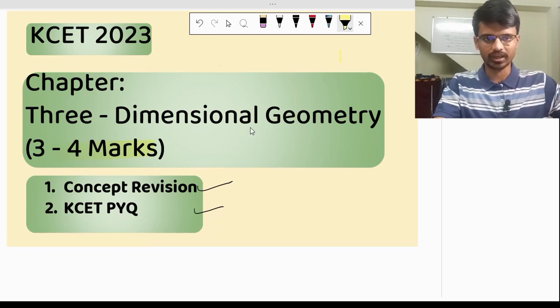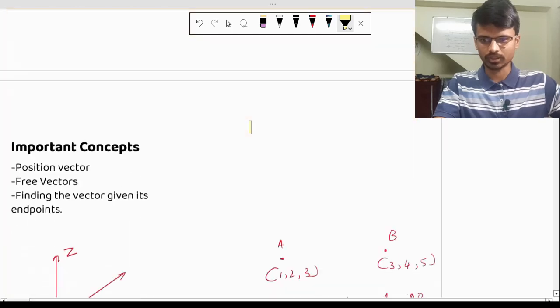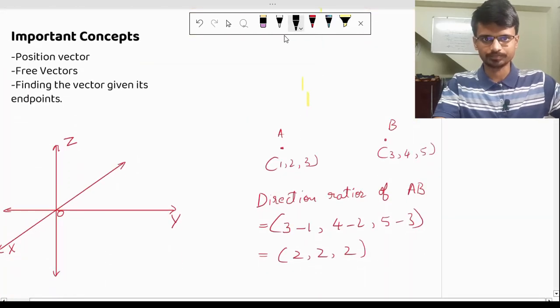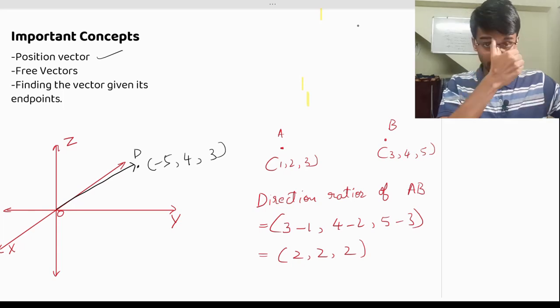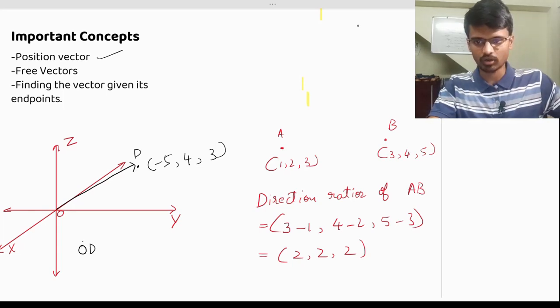First, what we have got is the concept revision. What are the important concepts that we have? Let's start. What is a position vector? Say we have got a point here. Say this point is minus 5 comma 4 comma 3. Let me call this point D. When I join O with D, what I get is a position vector. OD is called position vector of point D. And how do I write this? It is minus 5 i cap plus 4 j cap plus 3 k cap. This is called position vector.